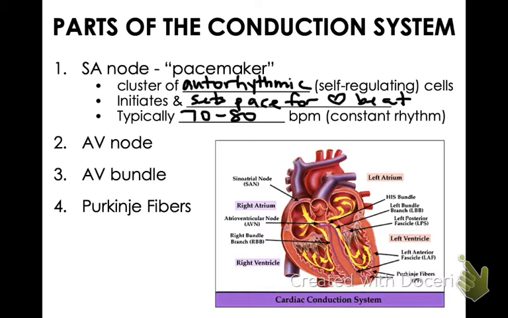Then we go to the AV node. Remember, that's right here in between the atria and the ventricle. Then we go down into the AV bundle, which is in the septum. And there's a left bundle going down the left side, a right bundle going down the right side, and then it spreads out. And that spreading out where it branches out are called Purkinje fibers.